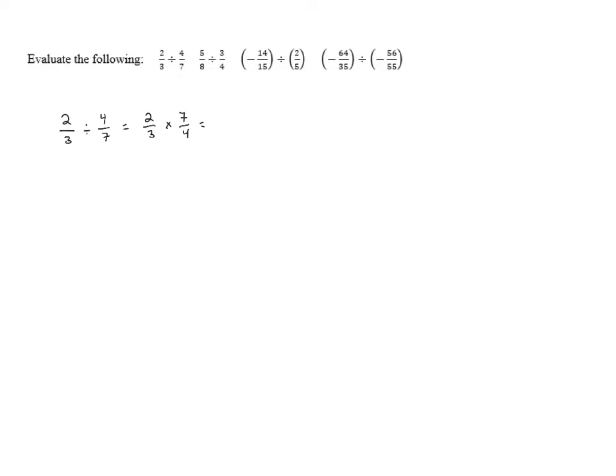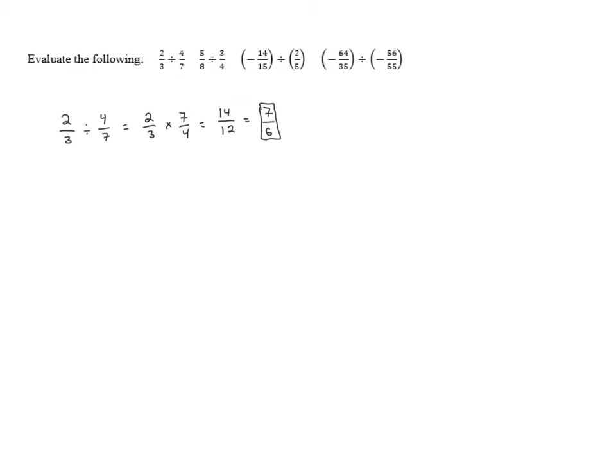And then it becomes a multiplication problem, and we already know how to multiply fractions. We do it straight across. 2 times 7 is 14, 3 times 4 is 12. We can reduce this by a factor of 2, leaving us with 7/6.